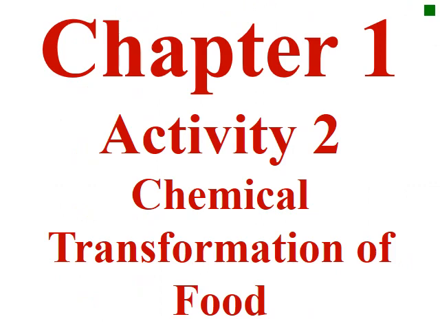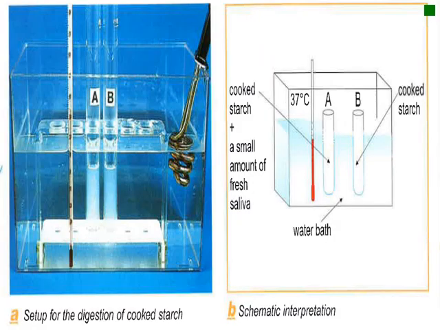Chapter 2, Chemical Transformation of Food. This experiment explains what we have to know about this activity. We have 2 tubes A and B placed in a water bath, temperature 37 degrees Celsius. Both of them contain cooked starch. Tube A contains a small amount of fresh saliva, while tube B doesn't contain.